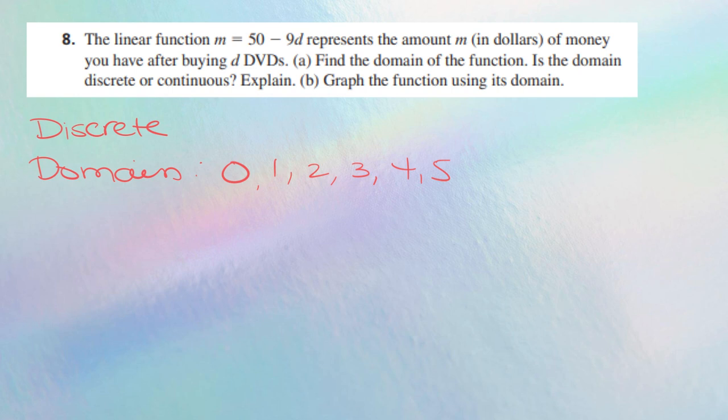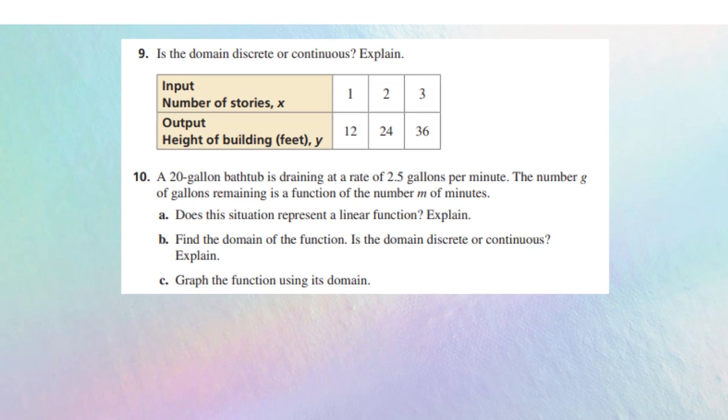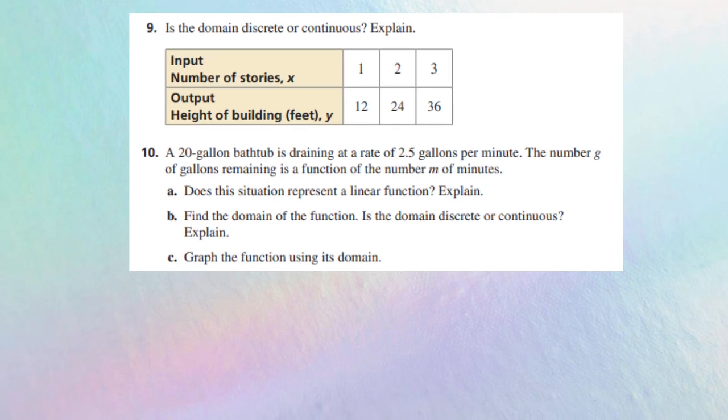Okay, let's go to the last one. Slide 13. We have here number 9. Is the domain discrete or continuous? Let's look at what it says. Number 9, just looking at it. Should I expand it here so you could see it better? Is the domain discrete or continuous?